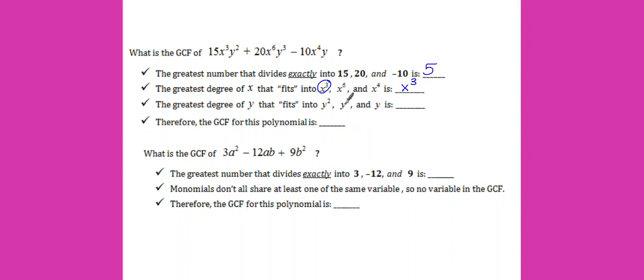We have y squared, y cubed, and y to the 1st. The most they can all give is just y. So if we put that together, our GCF would be 5x cubed y.